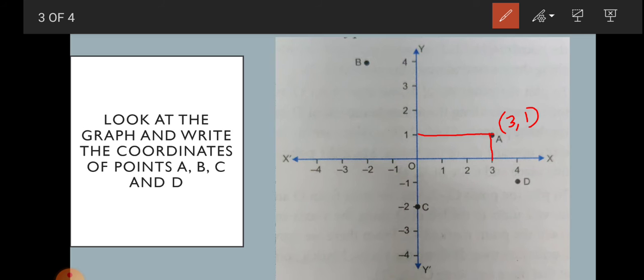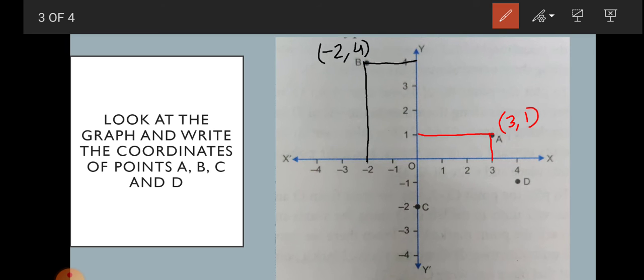Now to find the coordinates of point B, draw the perpendicular from point B to the x-axis and to the y-axis. So the x coordinate of point B is -2 and the y coordinate of point B is 4.